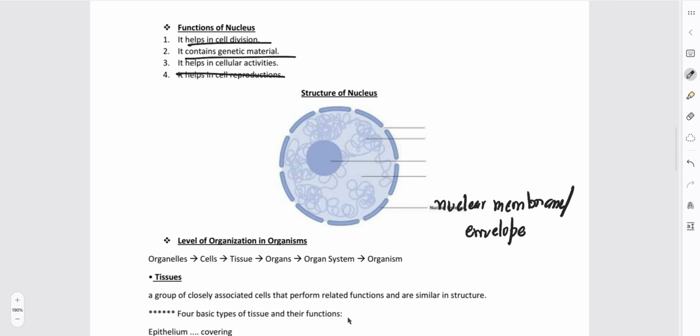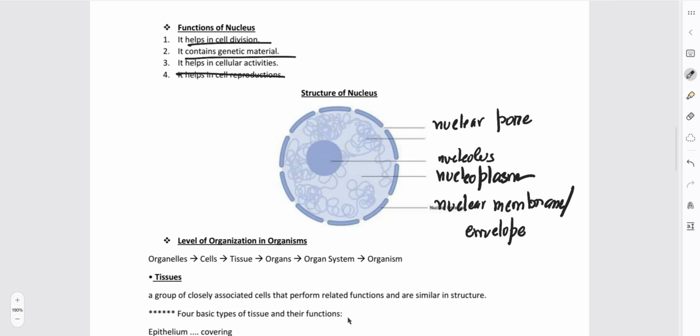Then you see the central circular mass, we call that the nucleolus. It's similar to the function of the nucleus inside a cell. The nucleolus controls the function of the nucleus. Okay. Then the gaps between the membrane or the envelope, we call them nuclear pores. Finally, the jelly-like substance inside the nucleus is called nucleoplasm, similar to the cytoplasm.